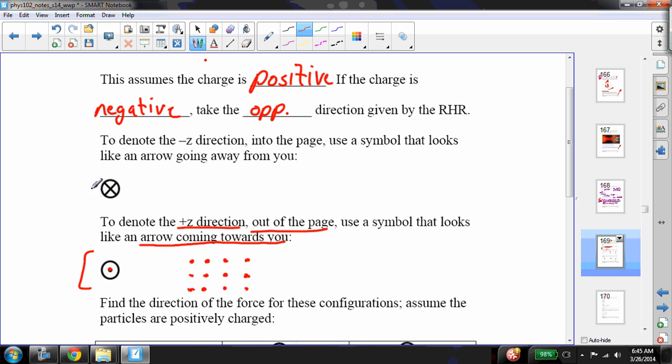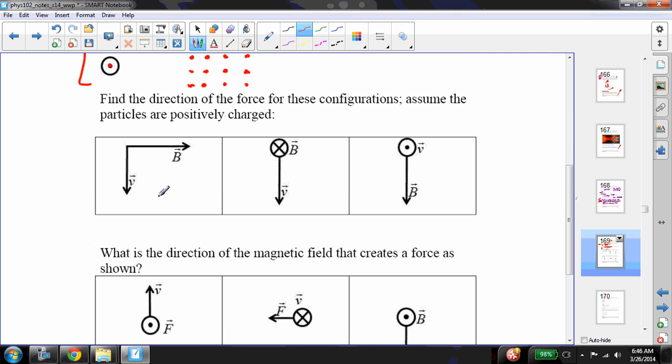Into the page, we'll use a symbol like this. And this is like an arrow going away from you. An arrow has a pointy end, but then it has the fletching. And so that's like the fletching on the back of the arrow. This would be going into the page. Sometimes if we're going into a region, we won't use the circle. We'll just do a bunch of X's like this. And that would show a region with a magnetic field that's going into the page. Let's do a couple of these examples.